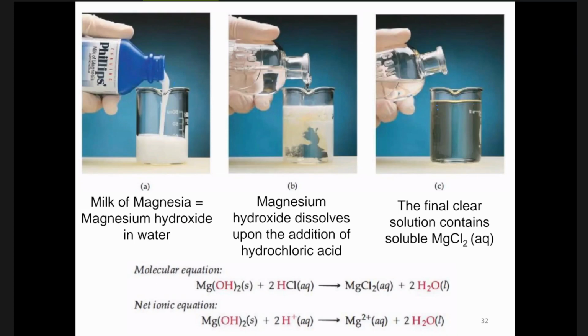So we can write the chemical reaction. You start first from the molecular equation, and then you suppress the spectator ions. The spectator ion is the ion that is not really involved in the reaction, in this case chloride. Then you achieve the net ionic equation involving those species that are really involved in the dissolution of magnesium hydroxide, which is the proton and magnesium hydroxide. Okay.